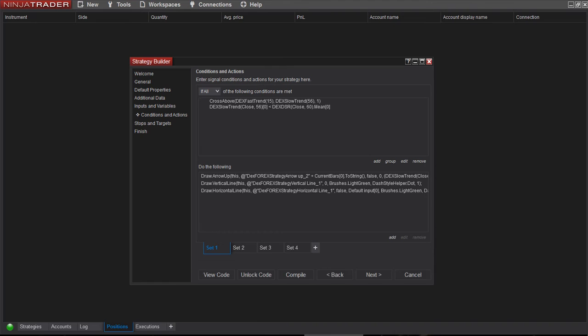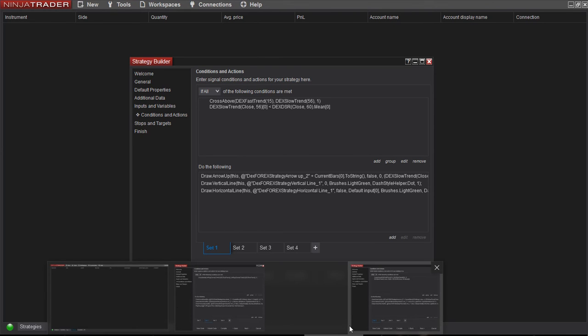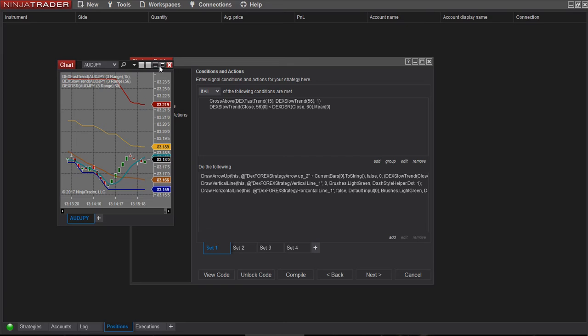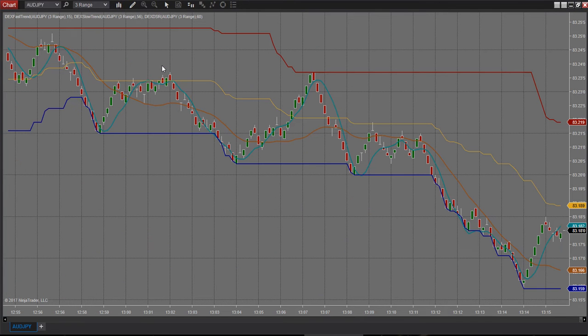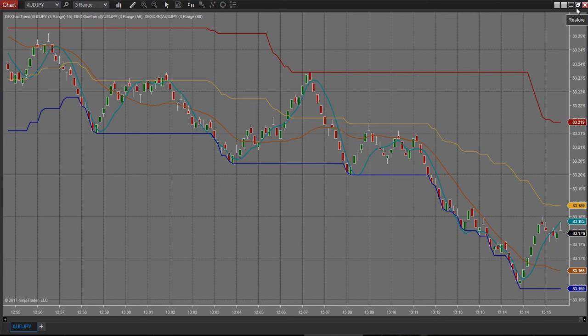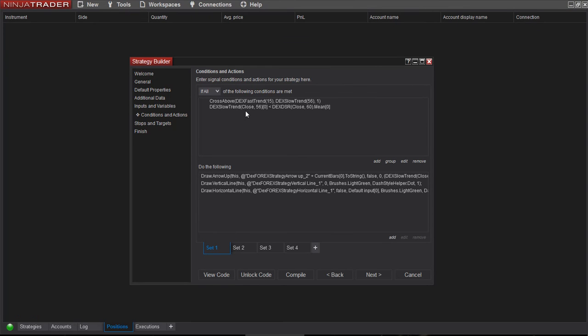Let's look at our chart a minute. Where's my chart? There it is. What we're saying is, when we buy, we want to be in the area below the yellow mean line here, average line, middle line. All right, and we'll talk about selling in a minute, but basically we want to buy low and sell high. So we've added this second statement: DEX slow trend, the close, the period, etc., is less than our DEX fast trend.